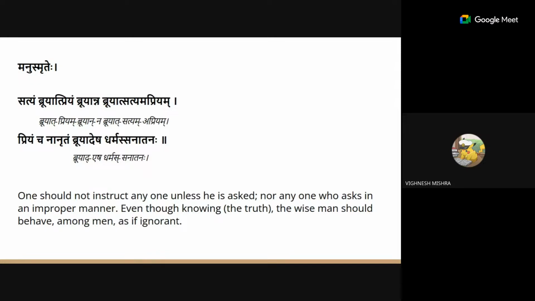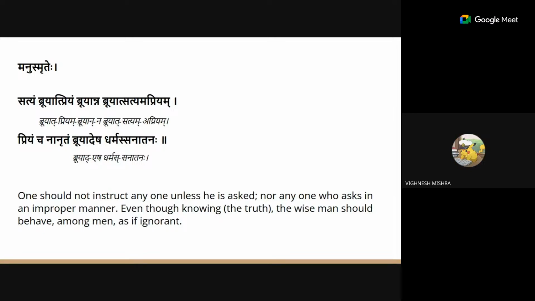That was good. Anyone who would like to read out the meaning? Yes. One should not instruct anyone unless he is asked, nor anyone who asks in an improper manner. Even though knowing the truth, the wise man should behave among men as if ignorant.